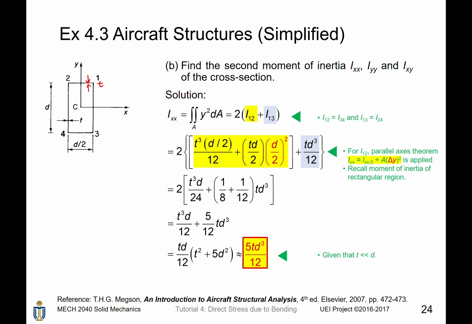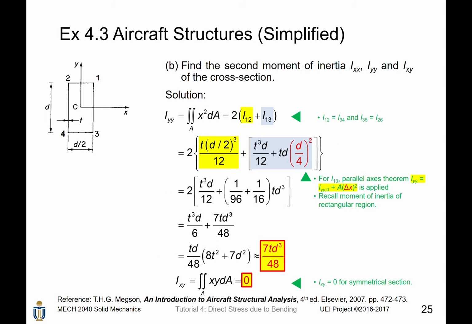Besides, the area of 1, 2 is td divided by 2, while the distance of 1, 2 from the x-axis is d over 2. So by the parallel axis theorem, we can find another term of the moment of inertia about the x-axis. For 1, 3 and 2, 4, they are rather similar. They are both td cubed divided by 12. Then we simplify and organize the terms to get this, but as mentioned, t is very small in comparison to d, therefore we can neglect this term to be 0. The final answer for the moment of inertia Ixx is 5td cubed divided by 12.